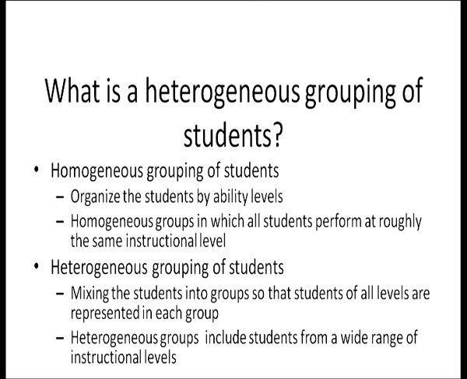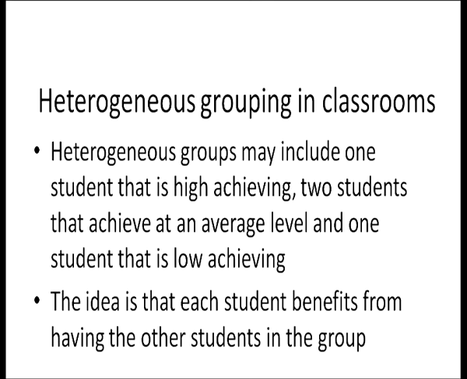Now we have found that grouping the students in a heterogeneous group is quite useful in a multi-level situation. Now let us see what the advantages of this are. Heterogeneous grouping is quite useful because the groups may include one student that is high achieving, two students that achieve at an average level, and one student that is low achieving. The idea is that each student benefits from having the other students in the group.